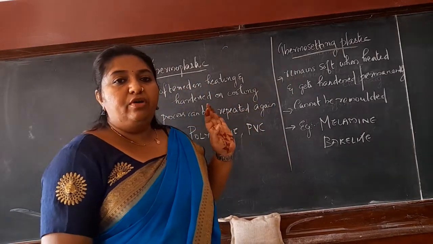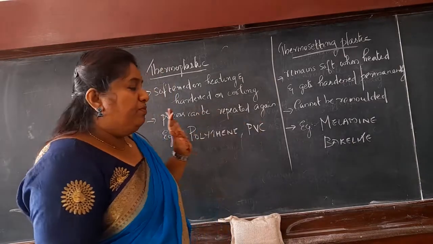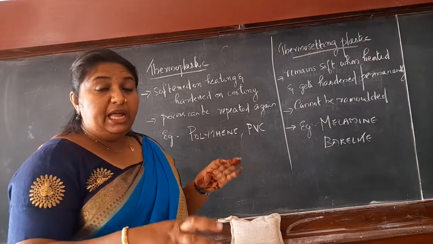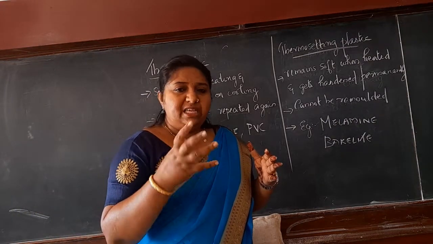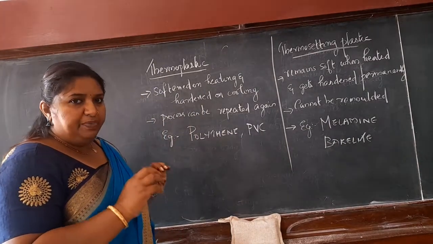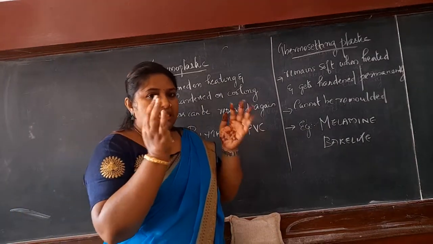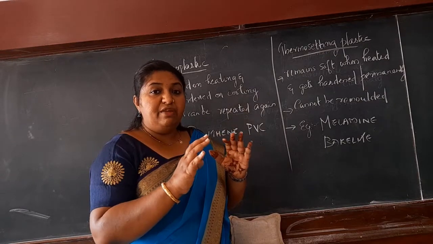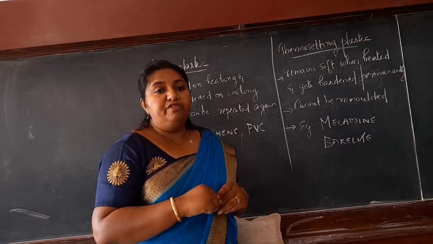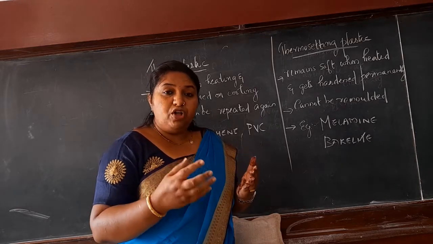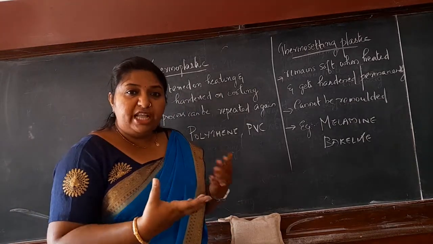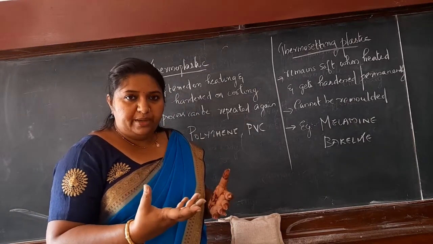First we will discuss what thermoplastic is. Thermoplastic is something which can be softened on heating. When you heat this plastic, it becomes soft, and then it gets hardened on cooling. The main feature of thermoplastic is that this process can be repeated again and again. However many times you want to change its form, you can do it.